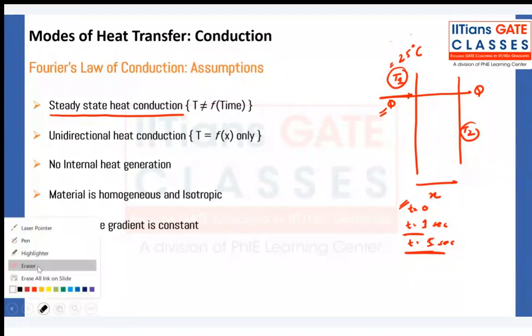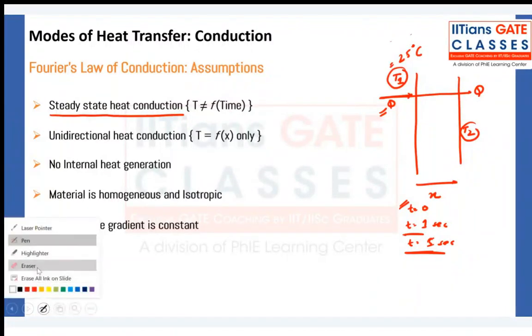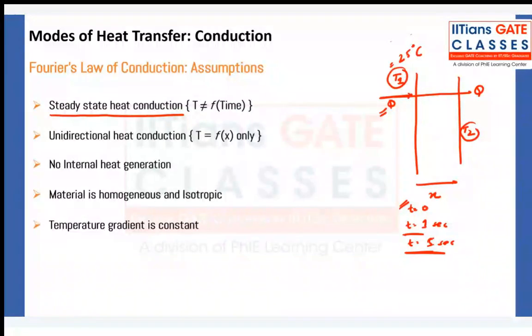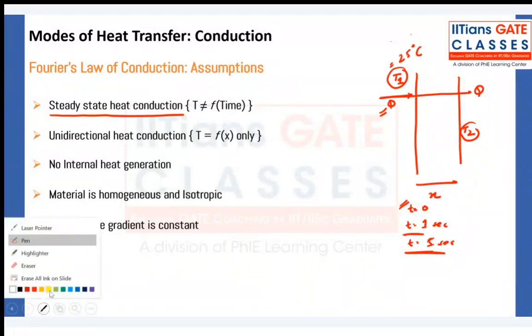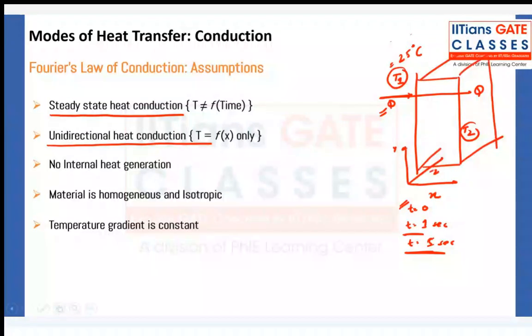Then unidirectional. Unidirectional means the temperature is varying in only one direction. For example, this is the x direction, this is the y direction, and this is the z direction. This is a solid body like this. Now, if the y and z directions are very big compared to the x direction, for example, what?